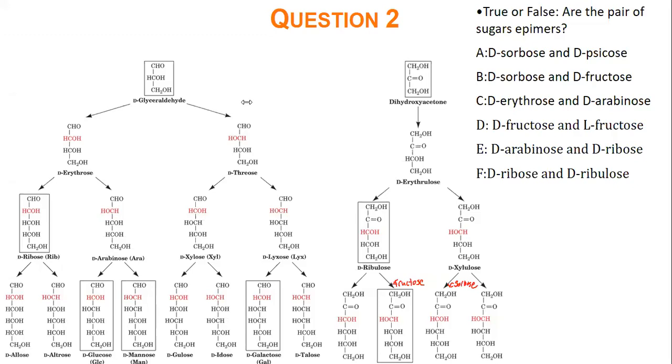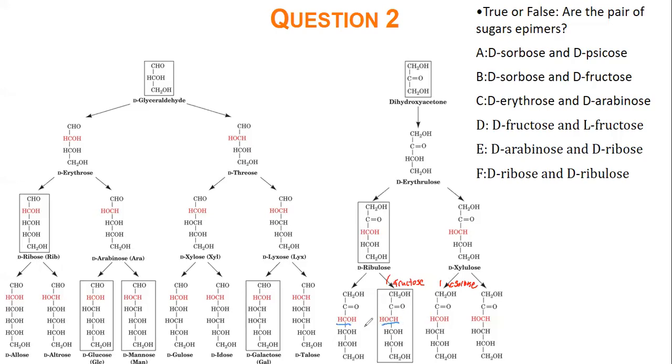All right, let's see what we have in polling. All right. So A, thank you for no jokesters putting false. I thought at least one person was going to do that. Yeah, so A is true. We went over that. B, sorbose and fructose. So sorbose is right here. Here's fructose. That is false. So the red carbon is different chirality.